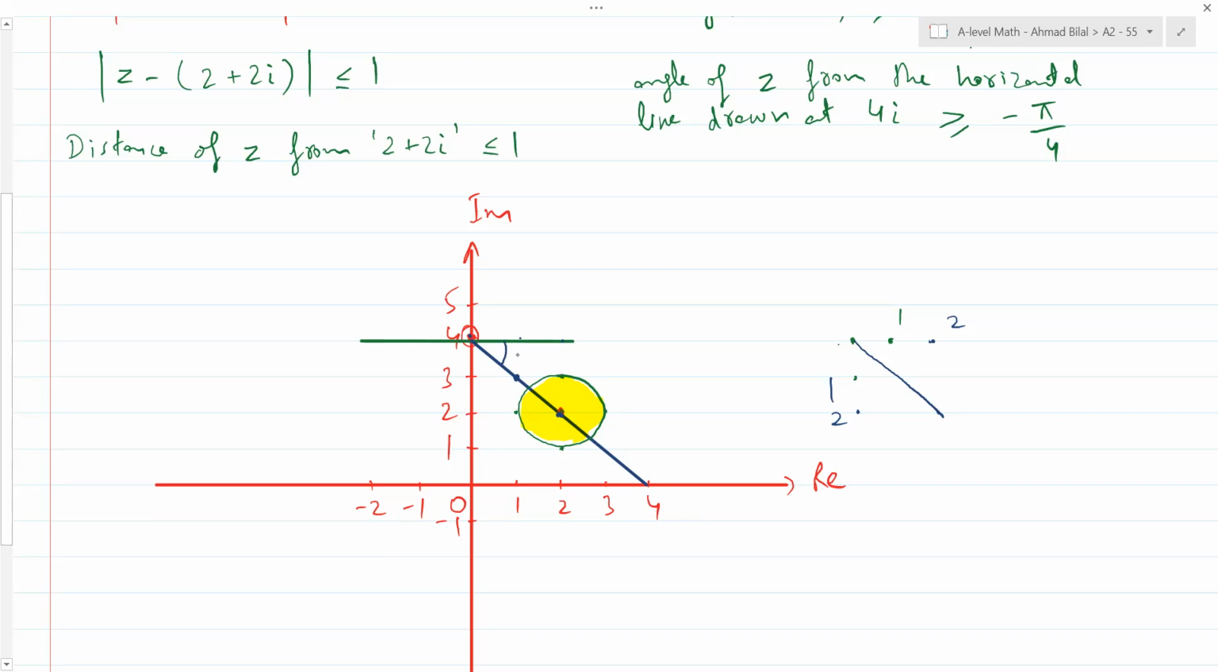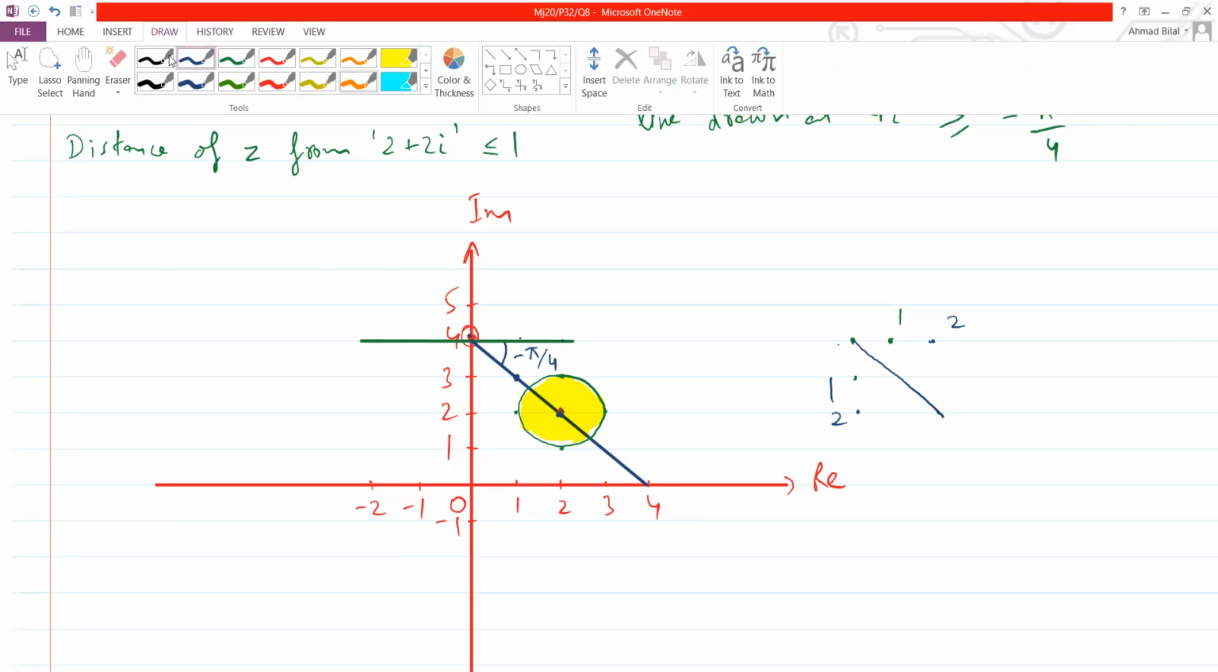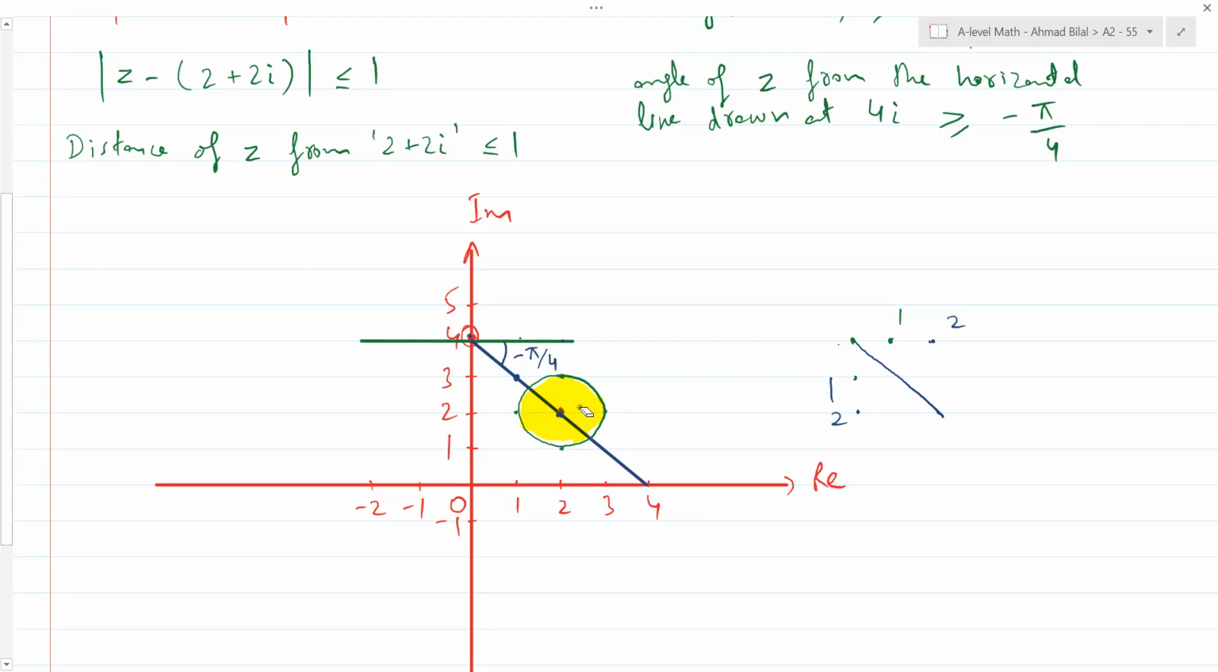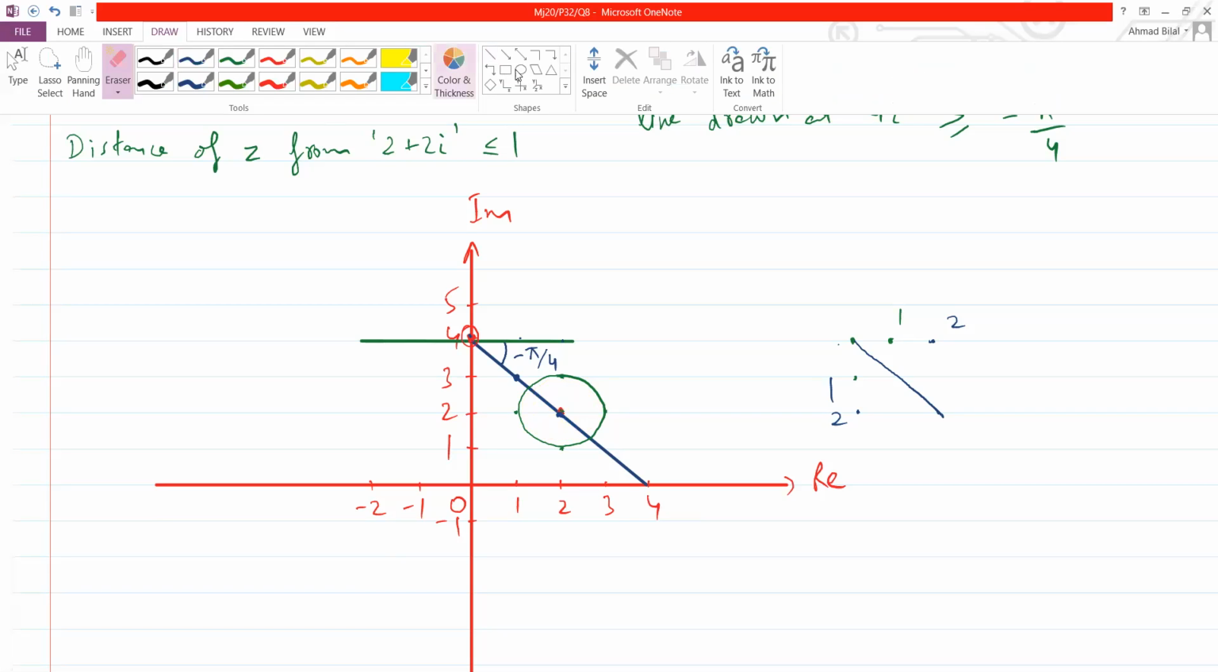Yes. This angle is -π/4. All right, now we have to draw this locus that was mentioned. Now let me just erase the shading that I did earlier. Let's think about those inequalities now. ठीक है, हमने drawing तो यही करनी थी.